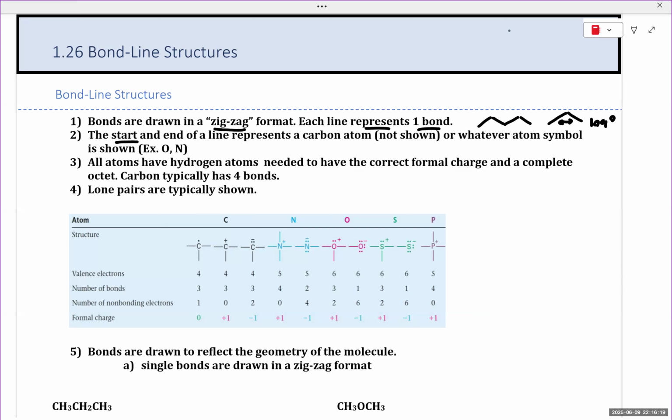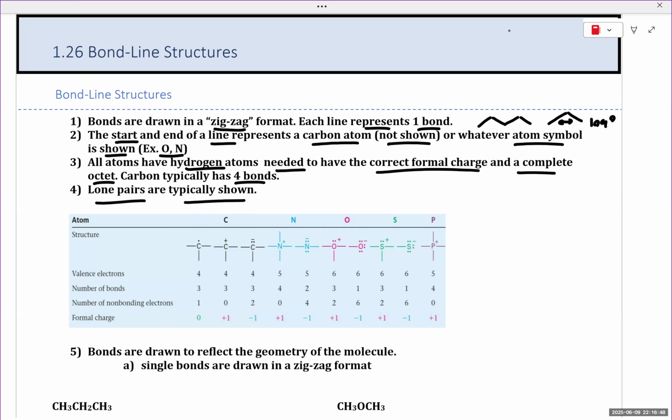The start and end of a line represents a carbon atom, which is not shown, or whatever atom symbol is shown, such as oxygen or nitrogen. Importantly, in bond line structures, all atoms have the hydrogen atoms needed to have the correct formal charge and a complete octet, with carbon typically having 4 bonds. Lone pairs are typically shown in bond line structures.